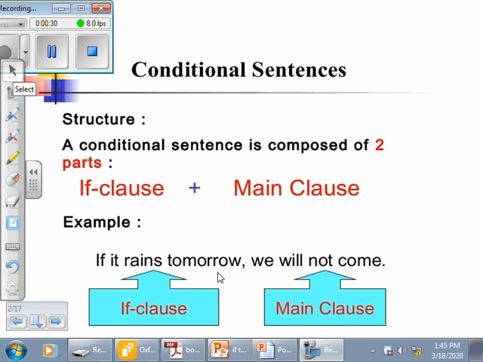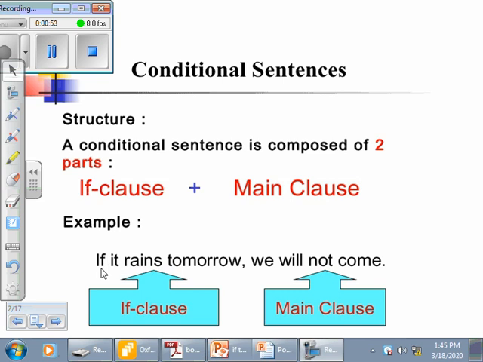If it rains tomorrow, we will not come to school. Okay, so the conditional sentence is composed of two parts: the if clause plus the main clause. If clause means a short sentence, okay? So how many sentences do I have here? Two. If clause and main clause.